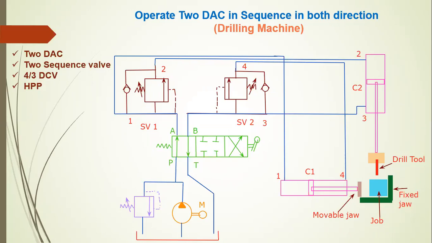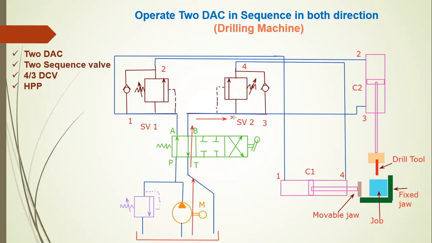Then after that, sequence valve 2 operates. After the completion of the drilling process, the oil passes from the hydraulic pump and motor set to the direction control valve, and from the direction control valve to sequence valve 2. In this position of the sequence valve, there is some pressure limit, so the oil is not passed through the sequence valve at first because of that pressure limit.